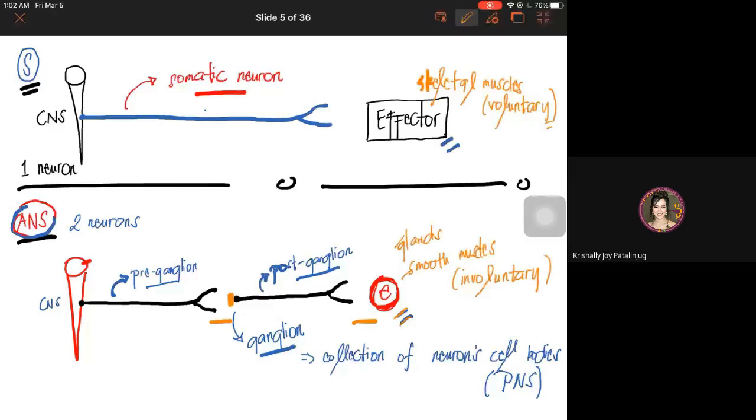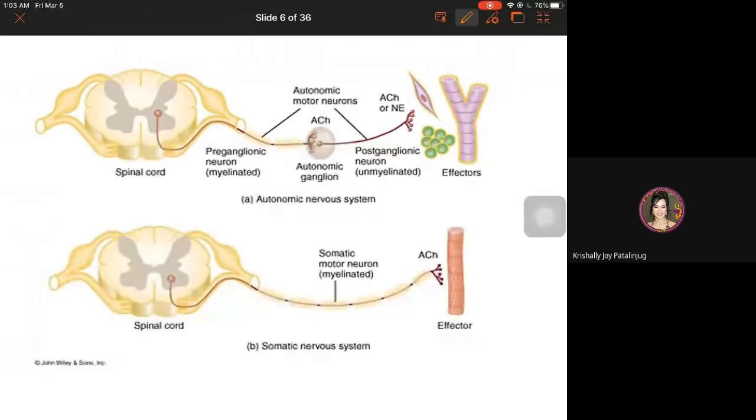Alright? So basically, these are the differences of the somatic nervous system and the autonomic nervous system. That is why in this figure, you can now understand the illustration presented, including the labeled terms. Let's try to look at the figure above first. This is the ANS, the autonomic nervous system. Then we have here the preganglionic neuron, and then we also have the postganglion and the ganglion.